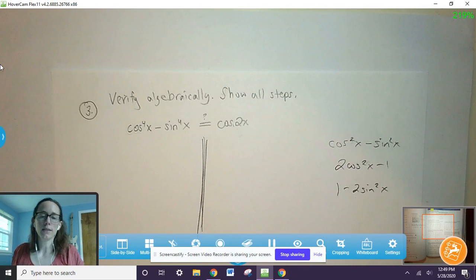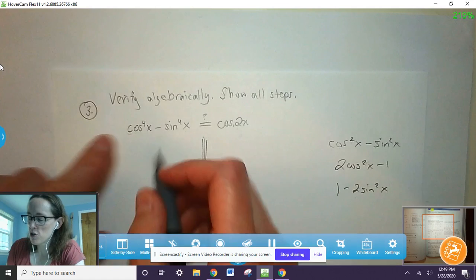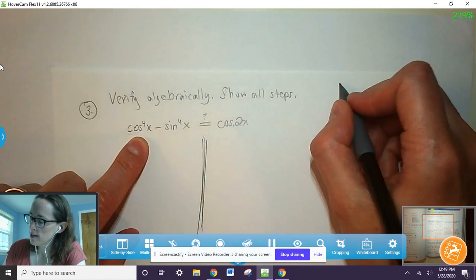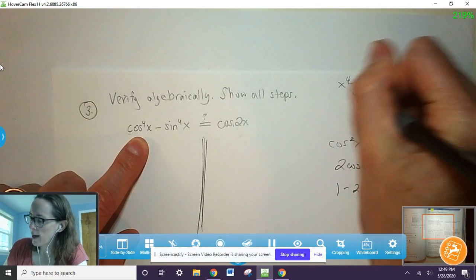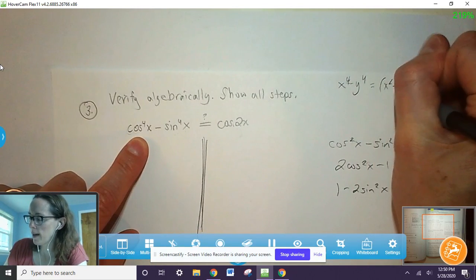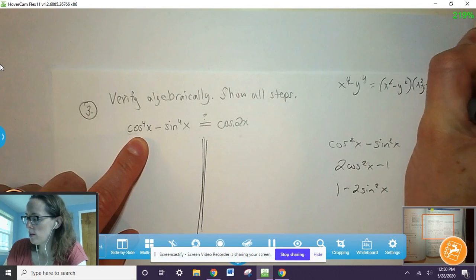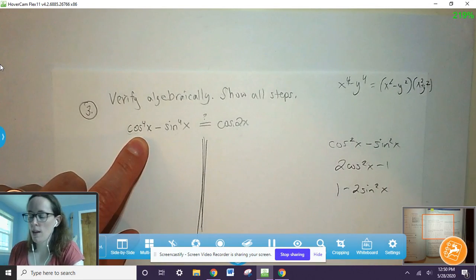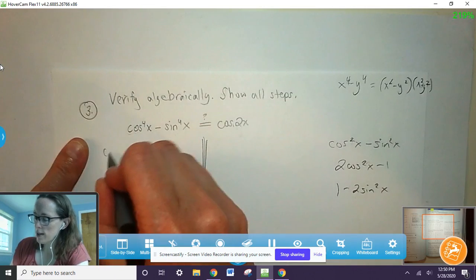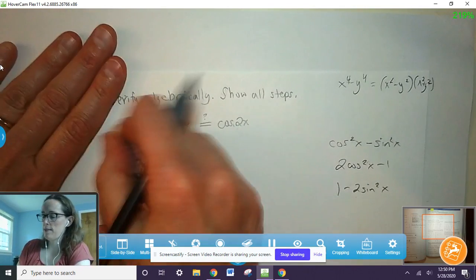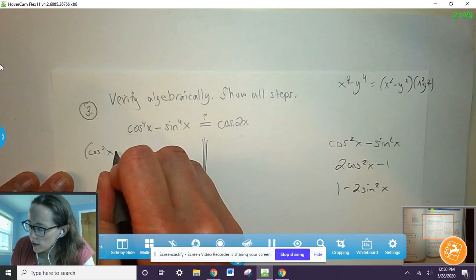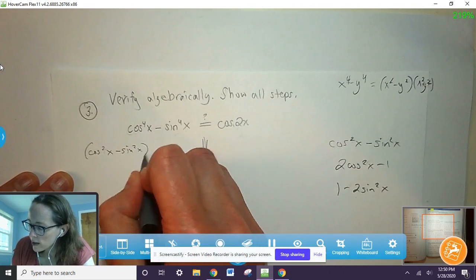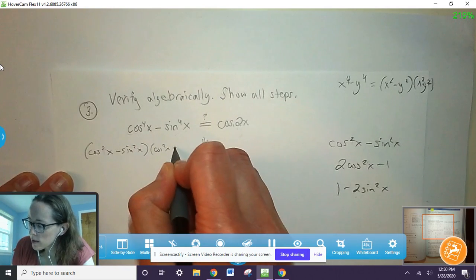So I'm going to jump over to the left-hand side and start there. And I'm going to do that by factoring. This is a difference of 2 squares. This is the same structure as x to the 4th minus y to the 4th. So if I wanted to factor that, I could do x squared minus y squared, x squared plus y squared. So similarly, I'm going to need a little more space. So I'm going to have cosine squared x minus sine squared x, and then I'm going to have cosine squared x plus sine squared x.